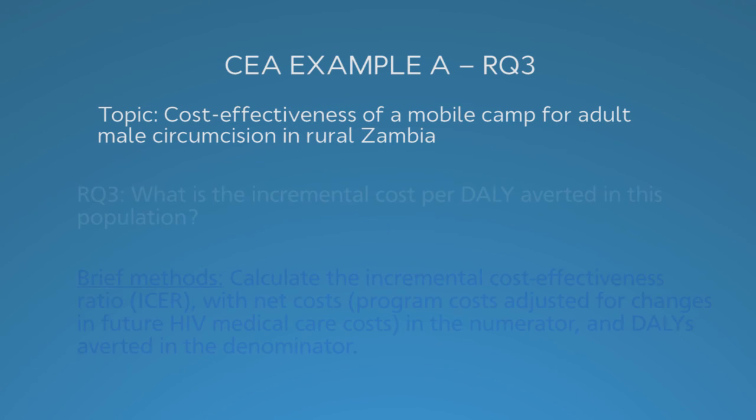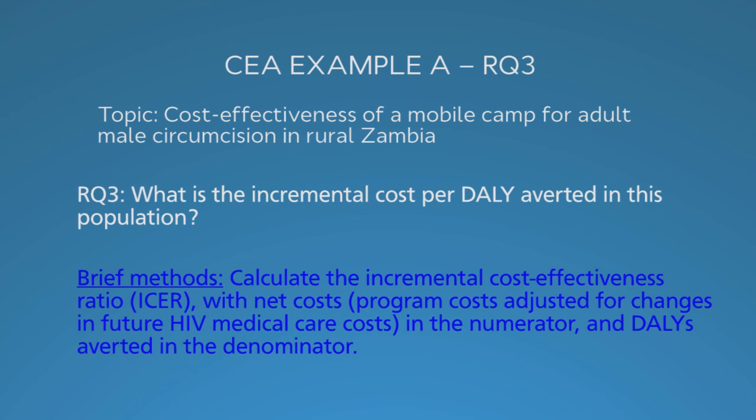The third research question asks, what is the incremental cost per DALY averted? This is the incremental cost-effectiveness ratio. The numerator is net costs: program costs adjusted for reductions in medical costs due to averted HIV infections. The denominator is DALYs averted. The cost-effectiveness ratio is the most complicated outcome conceptually, since it's a ratio of two simpler outcomes. However, it's easy to calculate once you know the net costs and health effects. This question will also include the sensitivity analysis.